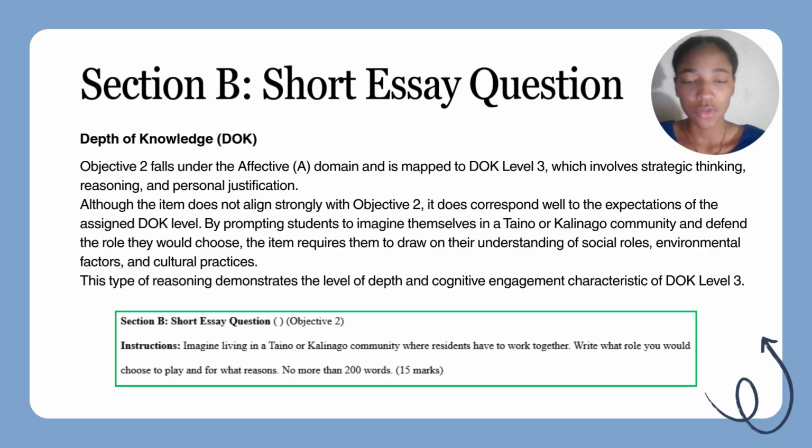So by prompting students to imagine themselves in a Taino or Kalinago community and defend the role they would choose, the item requires them to draw on their understanding of social roles, environmental factors, and cultural practices. This type of reasoning demonstrates the level of depth and cognitive engagement characteristic of DOK Level 3.